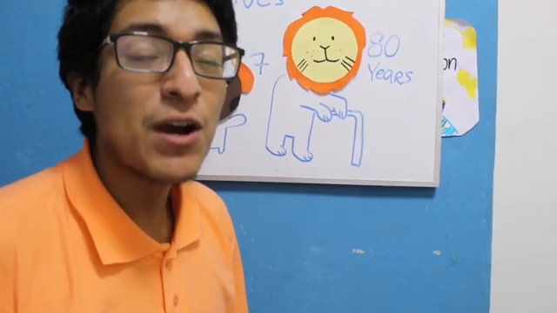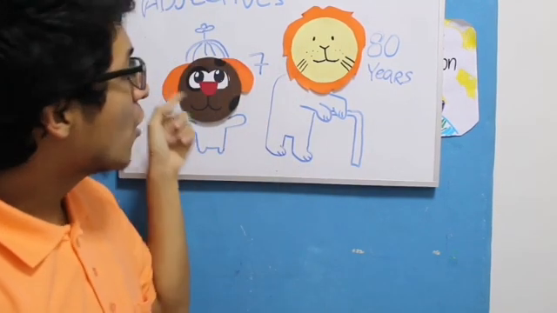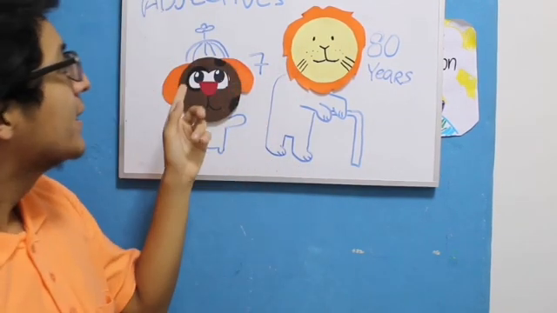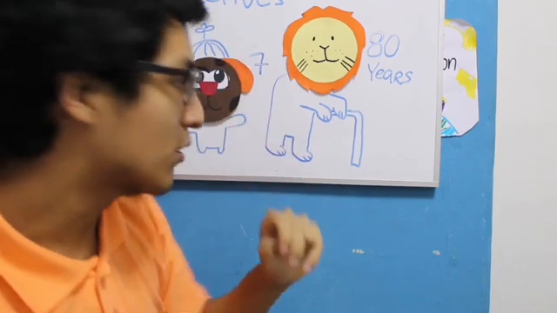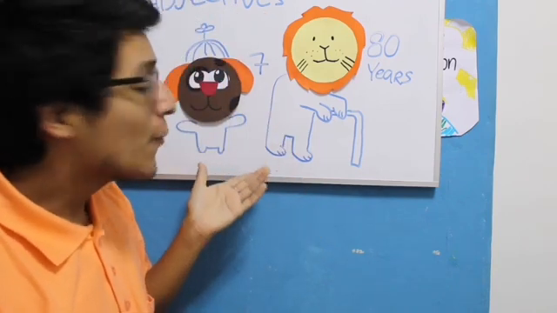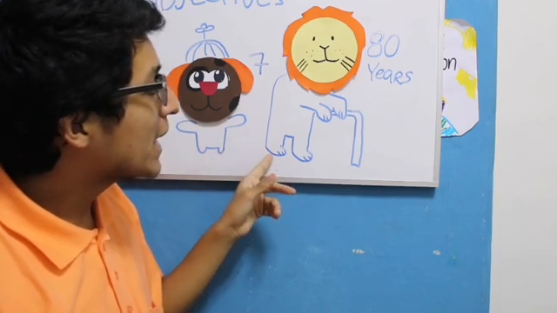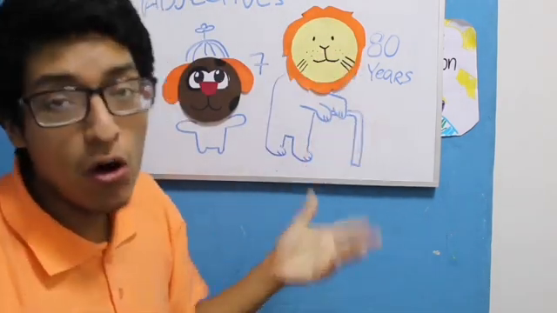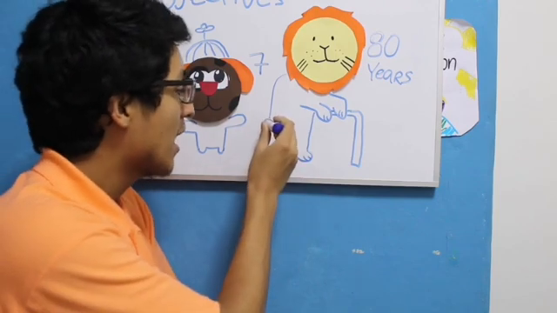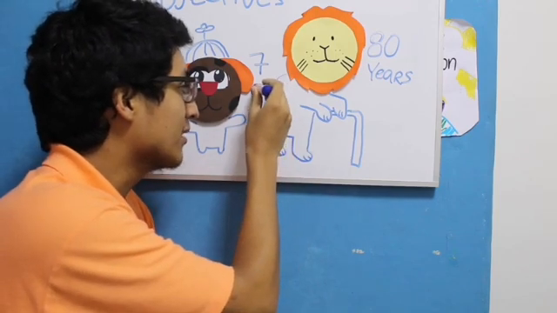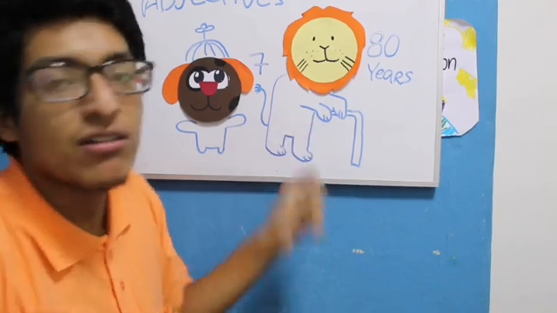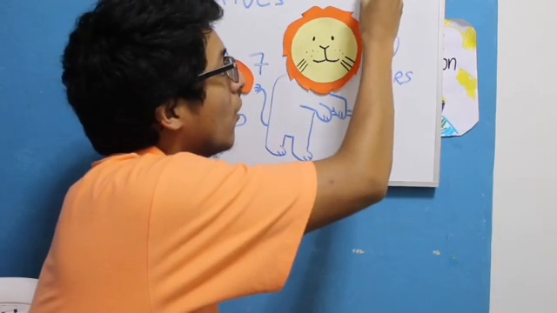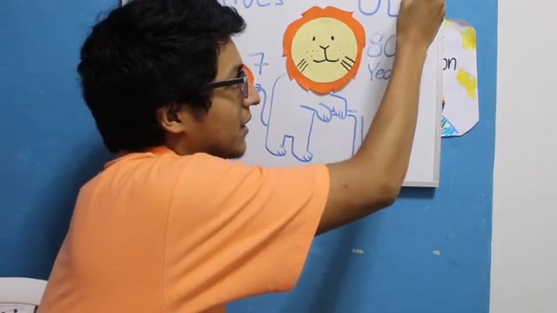On the other side, we have two more adjectives, okay? So in this case, we can see someone that has many years. It's old. This lion is old. Let's draw it a tail. This lion is old. Old. Like this.